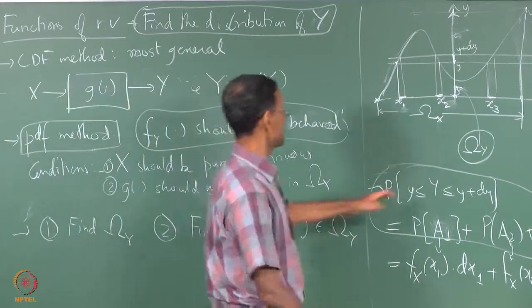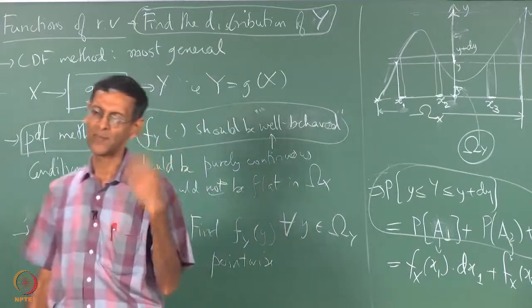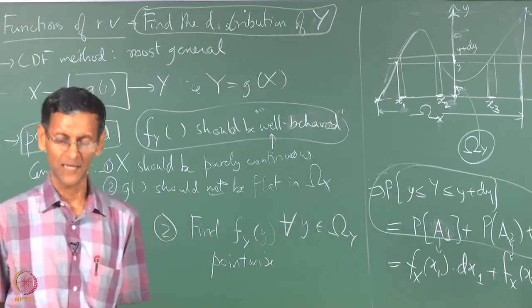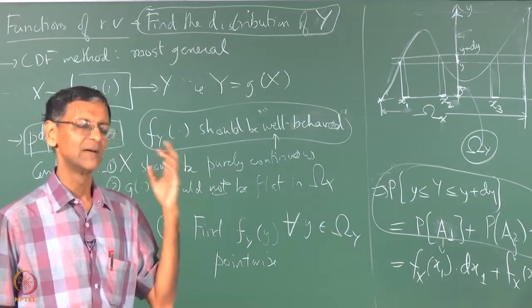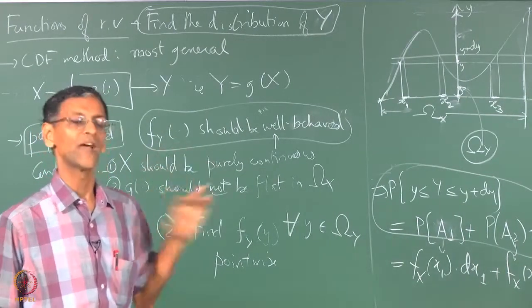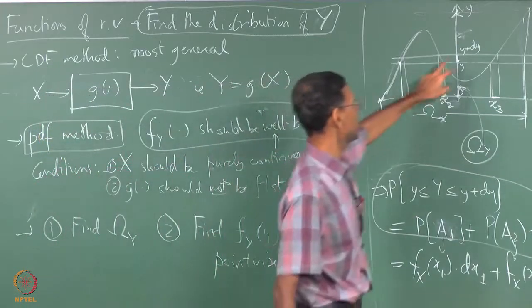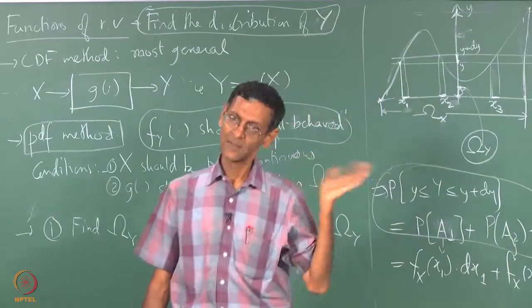What about the left hand side? The left hand side, by the definition of the density function, is just the density of capital Y at small y multiplied by dy. Dy we have assumed to be some small positive quantity to begin with.